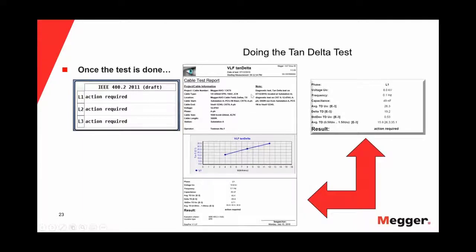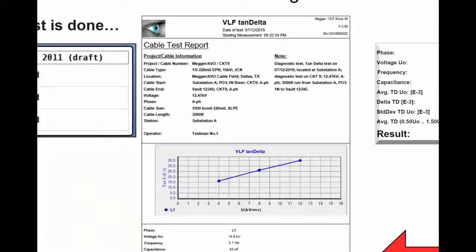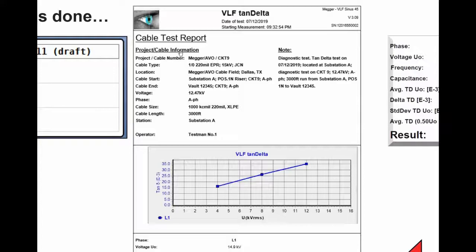This here is a report. Actually, let me blow this up. So if you look here at this report, this is the project cable information. So you can enter in your cable type, what it is, 1/0, 220 mils, location, your start, your end, the voltages you're using, the phase you're on, cable size, so on and so forth. In your notes here, you can add obviously where your connections are, but also remember we were saying that tan delta is a function of temperature and humidity. You can put what the temperature and humidity is here too, so that as you see this data, you'll be able to know, was this actually affecting me? Was it raining on me? So on and so forth.